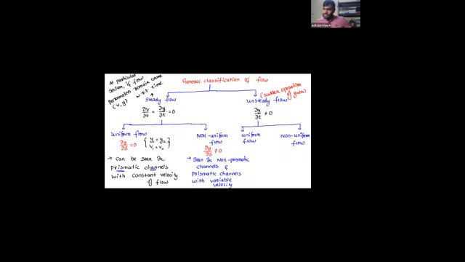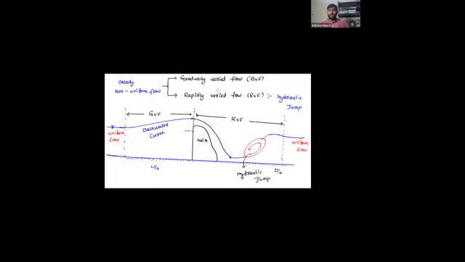So first one, general classification, uniform flow, and in the case of the steady non-uniform flow, I have explained about the gradually varied flow and rapidly varied flow. That's going to be the hydraulic jump.